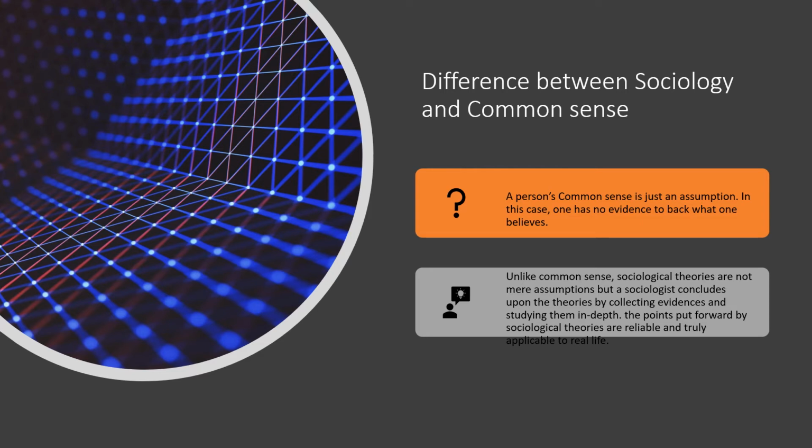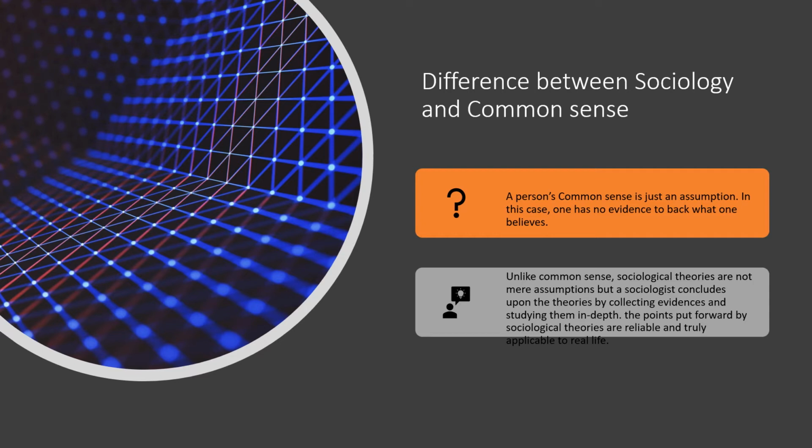Difference between sociology and common sense. A person's common sense is just an assumption. In this case, no one has evidence to back what one believes.